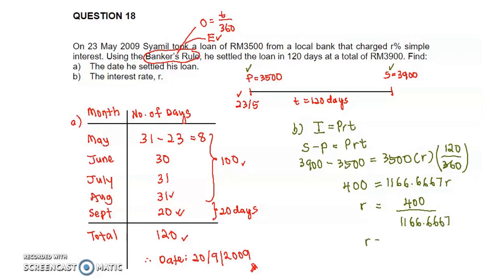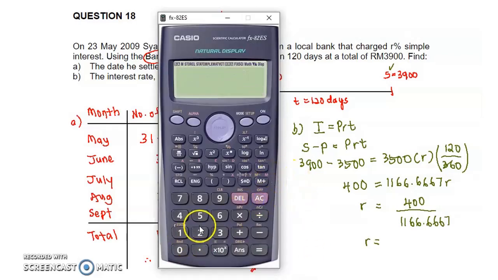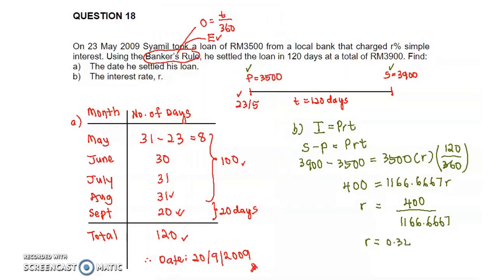So R equal to 400 divided by 1166.6667, which is 0.3429. So 5 rounds off to 4, 0.3429. Again, R we express as a percentage, multiply by 100. So R is 34.29%.